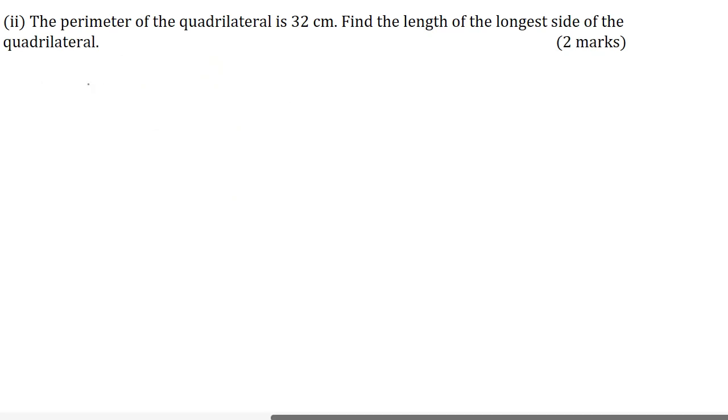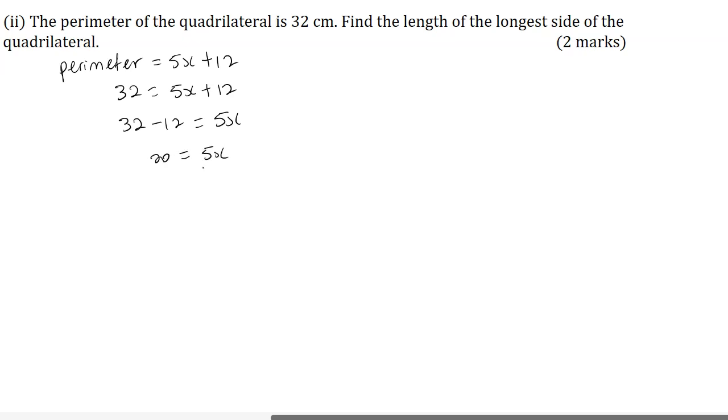So I'll write here that the perimeter is equal to 5x plus 12, and we know here that the perimeter is equal to 32 centimeters, so we write here 32 is equal to 5x plus 12. Now I want to solve here for x. So I will say 32 minus 12 is equal to 5x. 32 minus 12 here is 20, is equal to 5x. Divide by 5, divide by 5. We have here that x is equal to 4 centimeters.